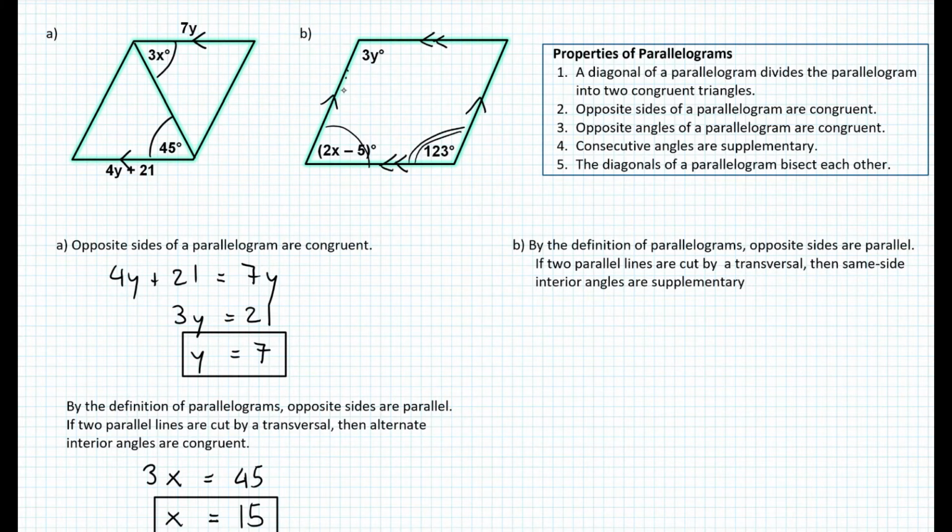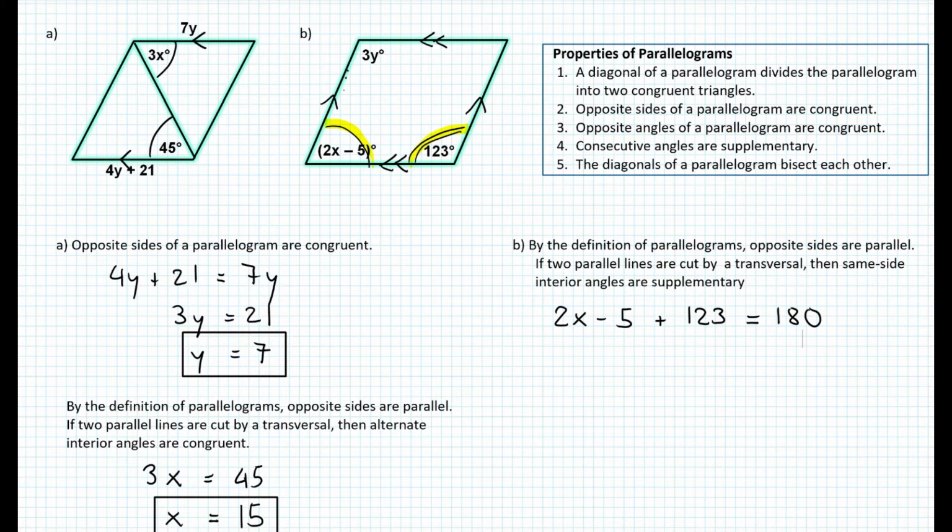Well, for part B, we can simply state that by the definition of parallelogram, opposite sides are parallel. So here I'm referring to these two sides over here that I'm circling. So since these two sides are parallel, what can we say about these two angles here? Let me highlight this angle and this angle. Well, we know that those are same side interior angles and they must add up to 180 degrees. They're supplementary. So basically what we want to write here is that 2x minus 5 plus 123 should equal 180.